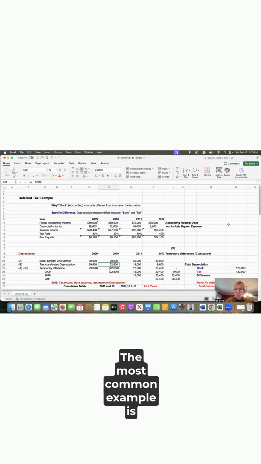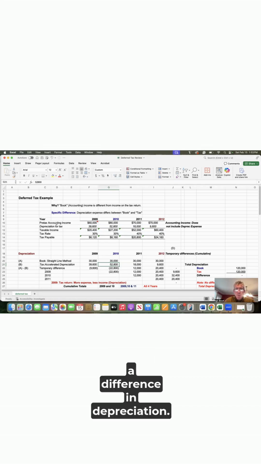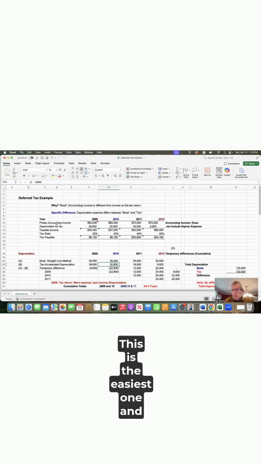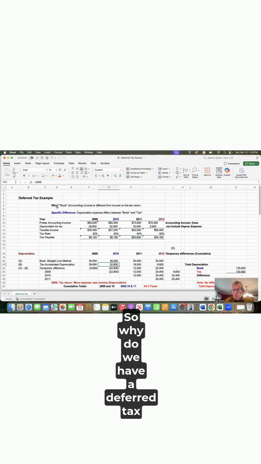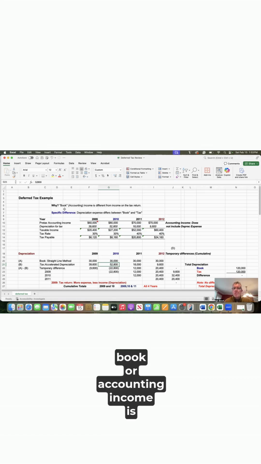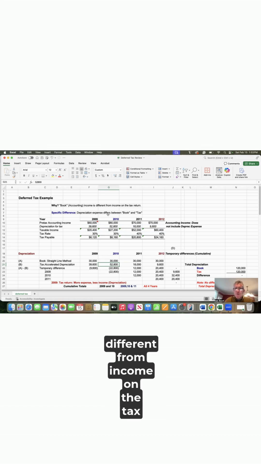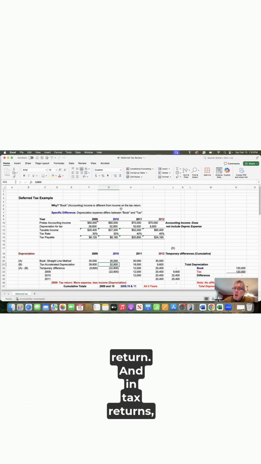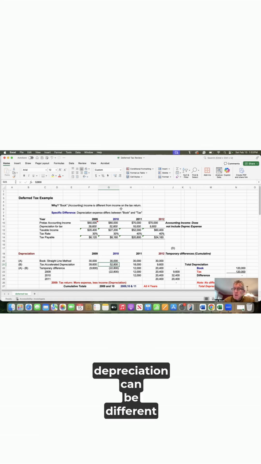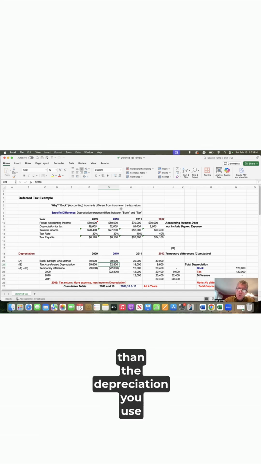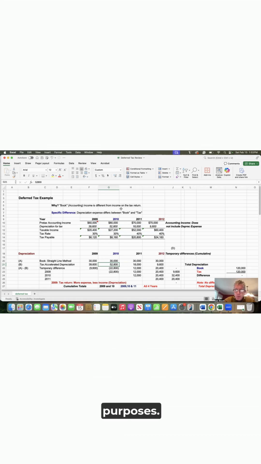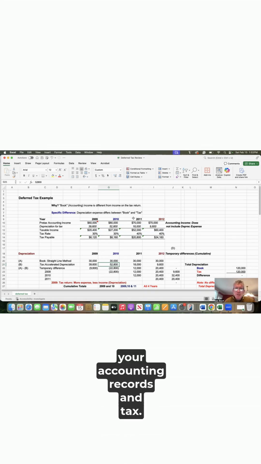The most common example is a difference in depreciation. This is the easiest one and frankly the most common one that you'll see, particularly if you're studying for the CPA exam. So why do we have a deferred tax issue at all? In this case, book or accounting income is different from income on the tax return. And in tax returns, depreciation can be different than the depreciation you use for book or your accounting purposes. So that's what I say here. Specific difference: depreciation expense differs between book, your accounting records, and tax.